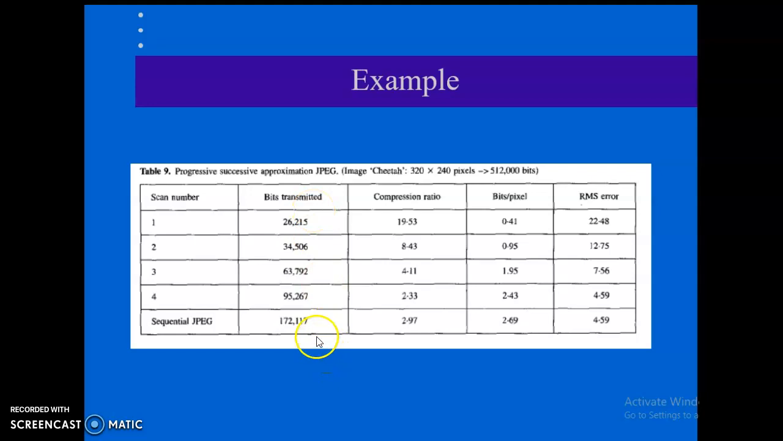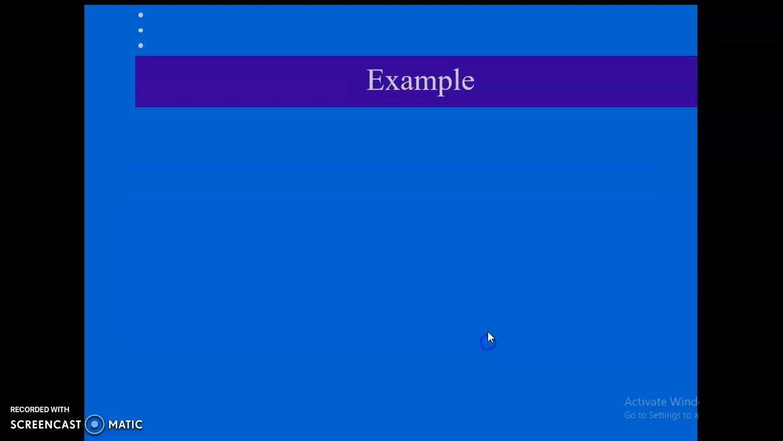For sequential JPEG, bits transmitted 172,170, compression ratio 2.97, bits per pixel 2.69, RMS error 4.59 in this example.